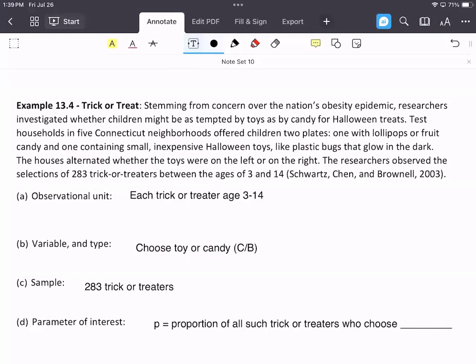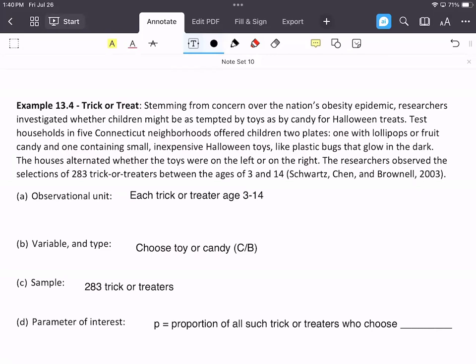So I paused for a moment and put in some of the answers. The observational unit should hopefully have been pretty clear. It's each trick-or-treater, age 3 to 14. You could say in Connecticut, you could give more detail, but that would be adequate detail. The variable type is whether they chose a toy or candy. It's categorical and it's binary. Okay, they only had two choices. They're going to choose one of the two. The sample is 283 trick-or-treaters. You could have said 283 trick-or-treaters in Connecticut.